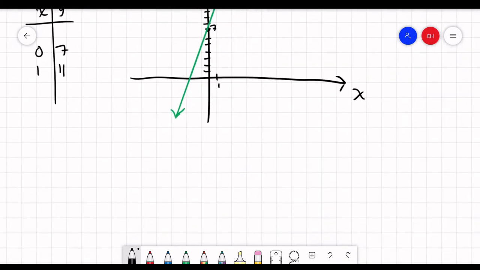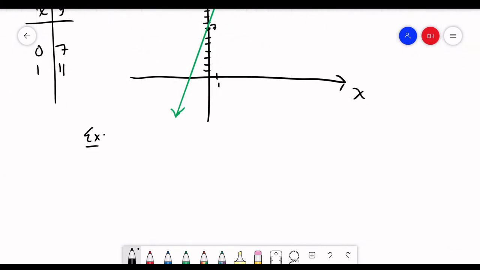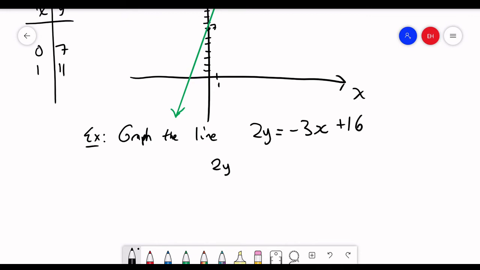All right, well, you may ask, but wait a minute. What if the equation isn't in the y equals mx plus b form yet? Well, have no fear. I'm going to go through an example. Here we have graph the line 2y equals minus 3x plus 16. I really want to be able to plug in points here, but to do that, I need to get y by itself first, which I can do by simply dividing by 2 on each side.